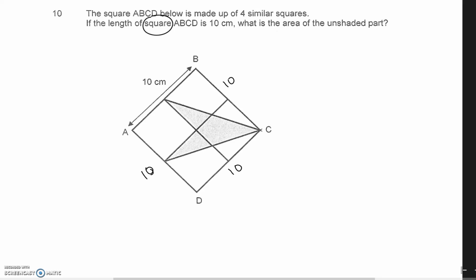Okay, what is the area of the unshaded? Something that I need to look out for. If you have a highlighter, you may want to shade and tell us I need to find the unshaded, because all of you have the habit of finding what is the shaded part instead.